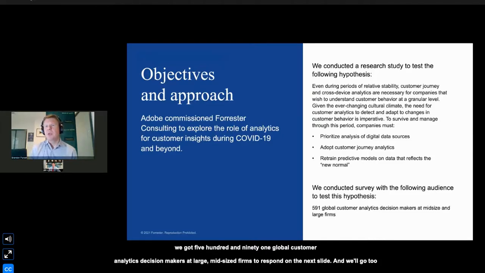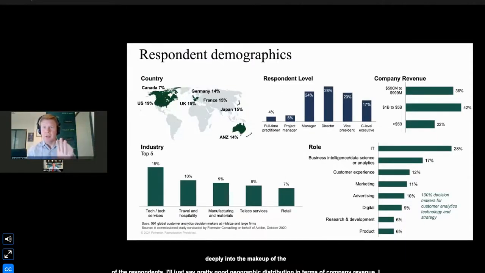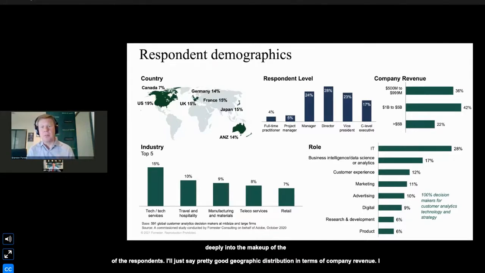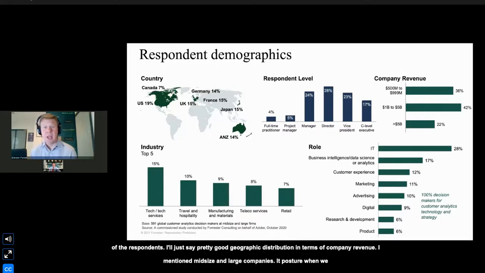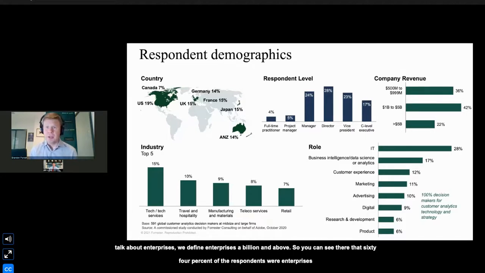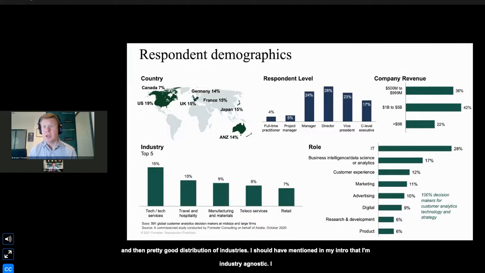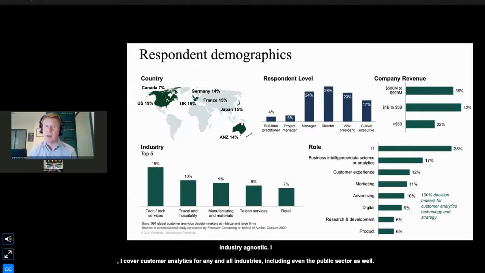On the next slide, I won't go too deeply into the makeup of the respondents. I'll just say pretty good geographic distribution. In terms of company revenue, I mentioned mid-sized and large companies. At Forrester, when we talk about enterprises, we define enterprises as $1 billion and above. So you can see there that 64% of the respondents were enterprises. And then a pretty good distribution of industries. I should have mentioned in my intro that I'm industry agnostic. I cover customer analytics for any and all industries, including even the public sector as well.